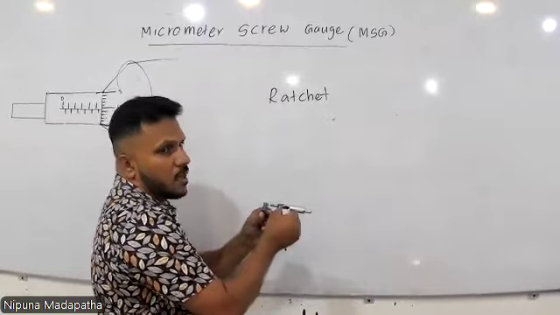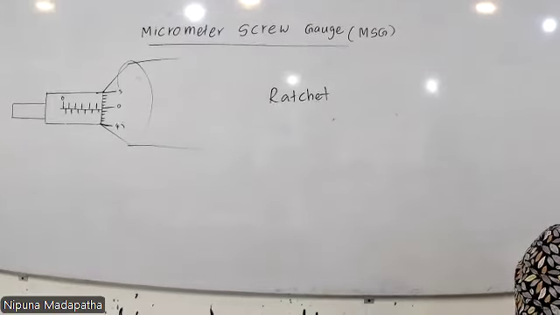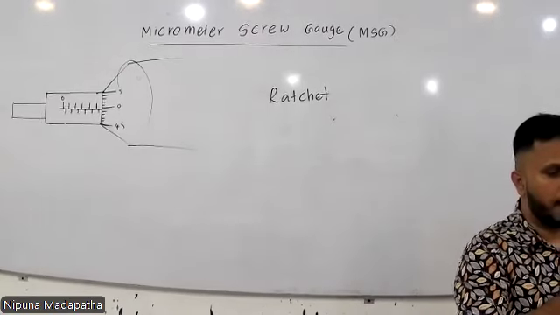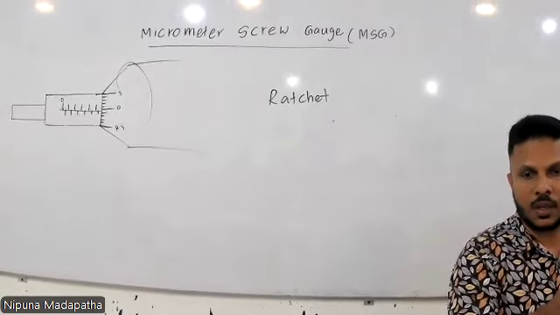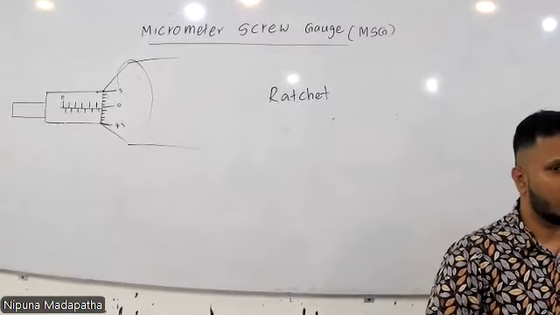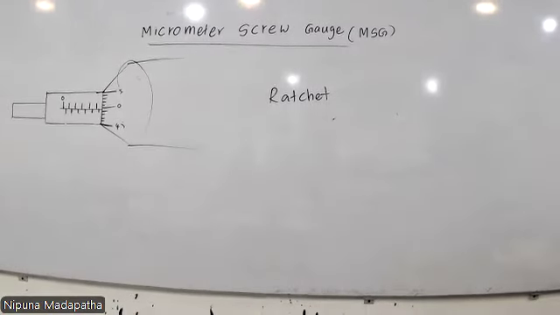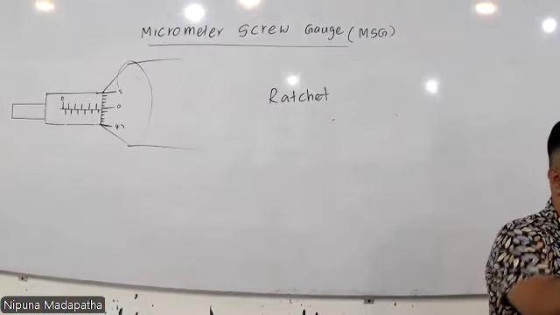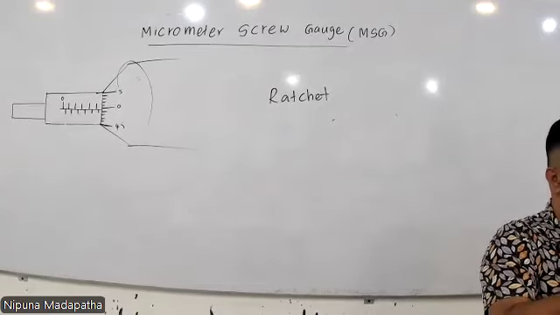So why is it necessary? After you trap the object, how do you get the reading from this? Where do you need to put the item you are measuring? You need to trap it in between the anvil and the spindle. So if you are going to find the diameter of something, you need to keep it in between the anvil and spindle, like this.